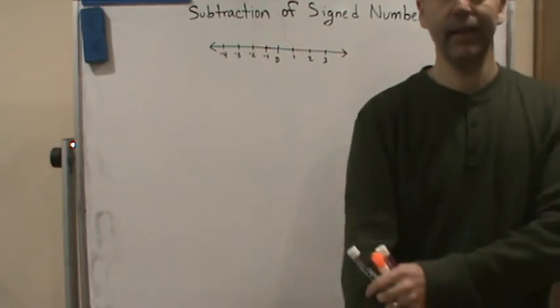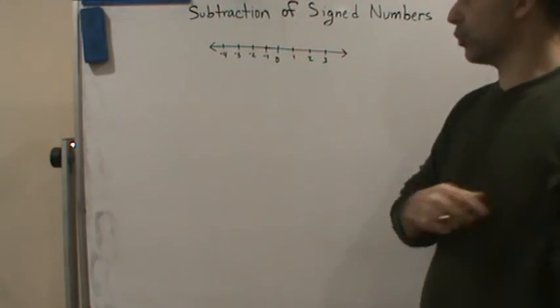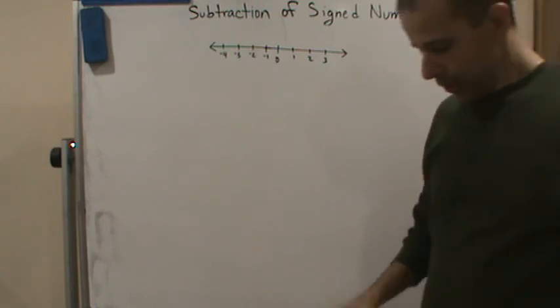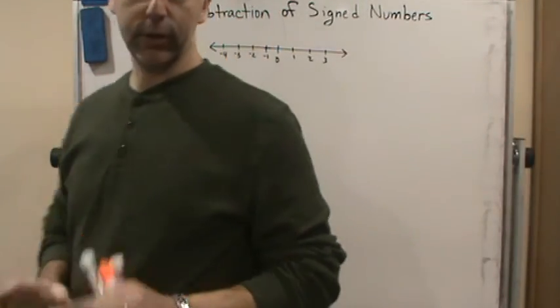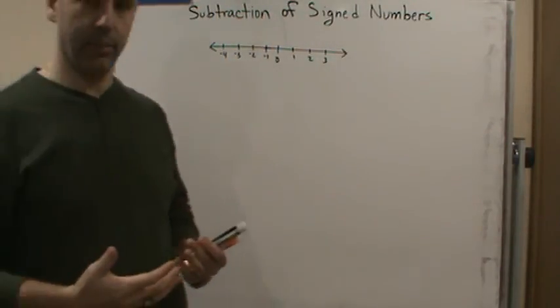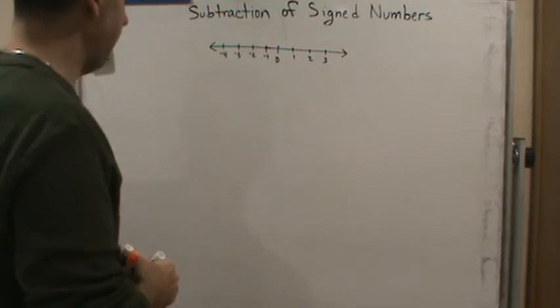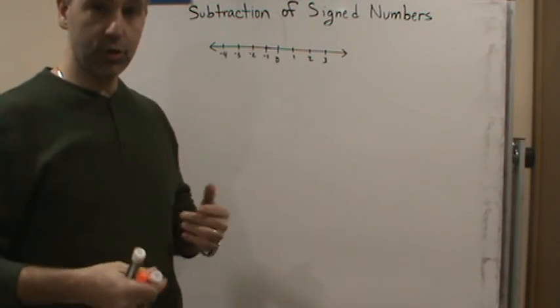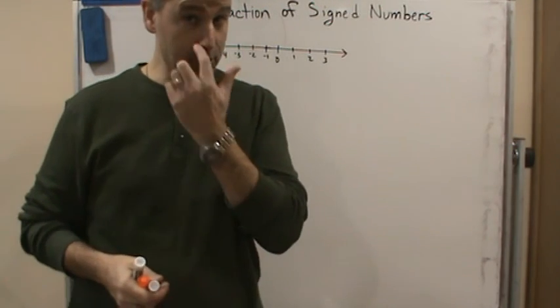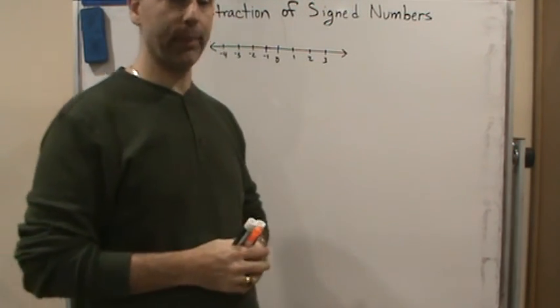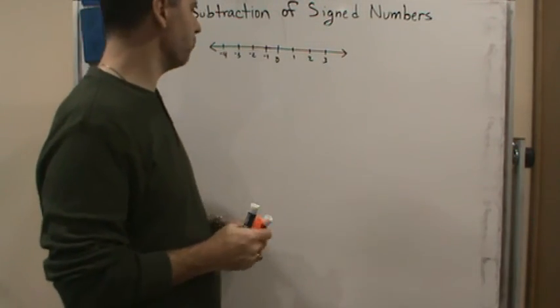Okay, so welcome back. So now let's talk about subtraction of signed numbers. So let's build off of what we've already learned about adding signed numbers. Okay, so what do we have? So let's introduce the idea of opposites. I've mentioned this before in passing when we were talking about adding, but now let me explain.